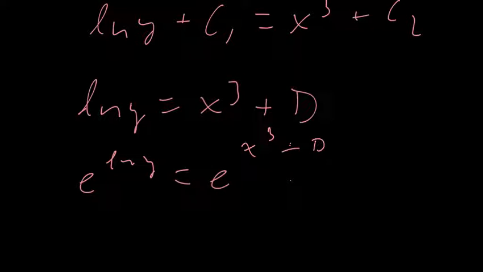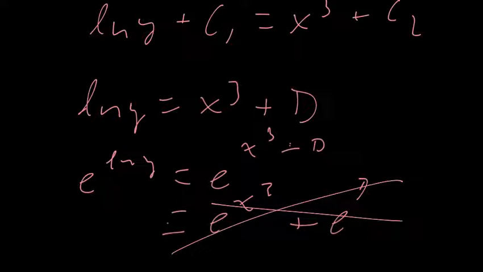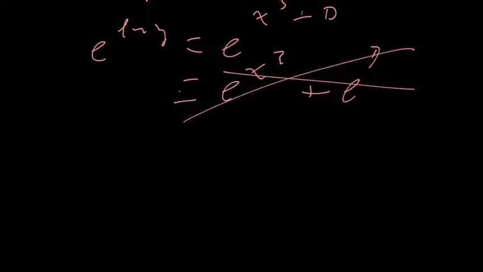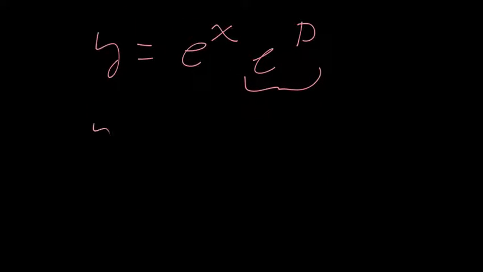Now when you're doing this, a lot of times people fall into a trap where they might say this is equal to e to the x cubed plus e to the d. And you can't do that. You have to make sure that you remember to exponentiate the entire right-hand side, not just each term piece by piece. So we'll go ahead and cross this out. Okay, and then further simplifying this, we get y is equal to e to the x cubed times e to the d, and I'll just call this term right here a.